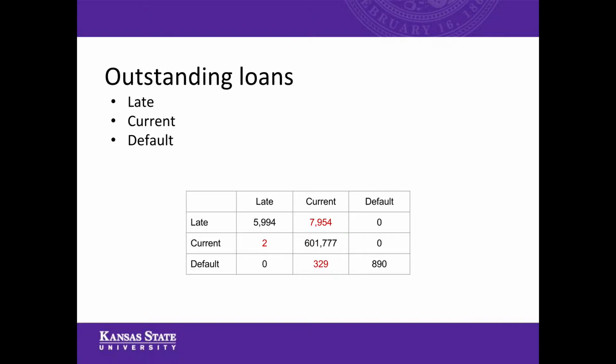So we are left with only 3 categories. We combine the 2 late categories into a single one. Then we have the current people that are up to date on their payments, and finally loans that are in default, which are likely to be lost. And we gave this to an algorithm, and it actually did a pretty good job. By pure accuracy percentage, it was 98.5% accurate.